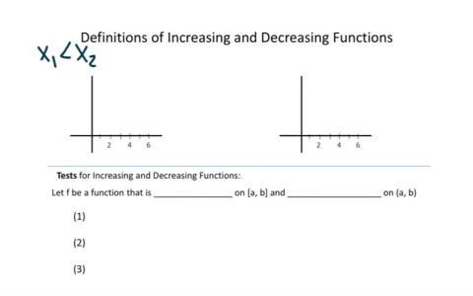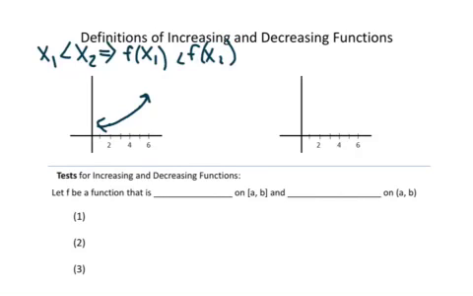So for example, if I were to plot a point, let's say down here at 2, and then another point up at 5, and if the output, or f of x1, is less than f of x2, this implies we have an increase in the function. So that's the definition of increasing.